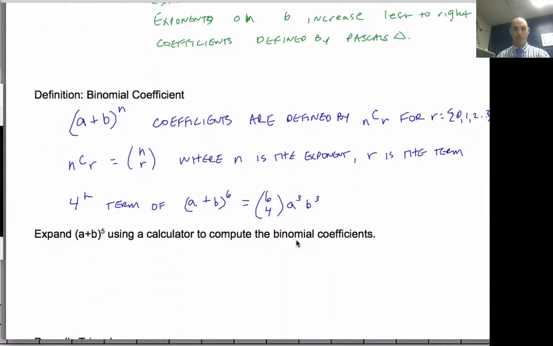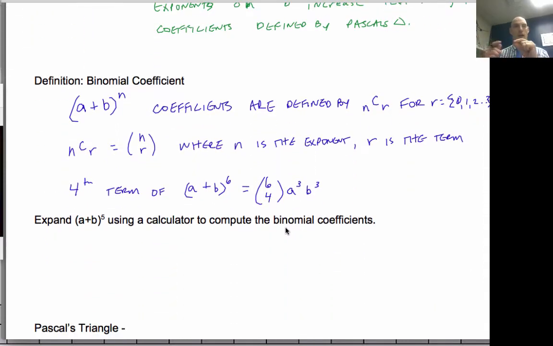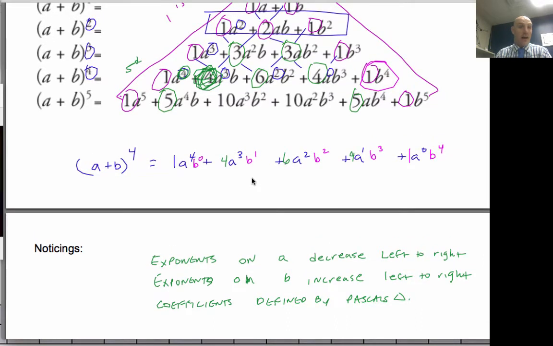Okay, so the other way to do this, and this is where Pascal's triangle comes from, is that nCr defines my term and my exponent. So if I want to find the fourth term of a plus b to the sixth, I don't have it here, but I could do it. A plus b to the sixth would be fairly easy to define, because let me look at Pascal's triangle.